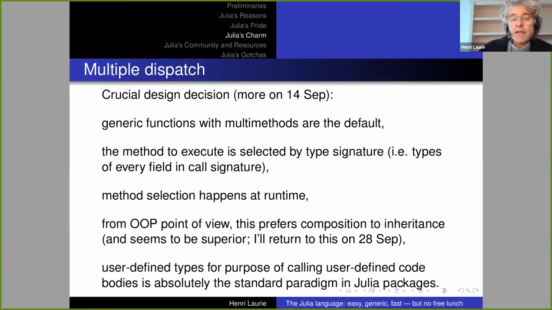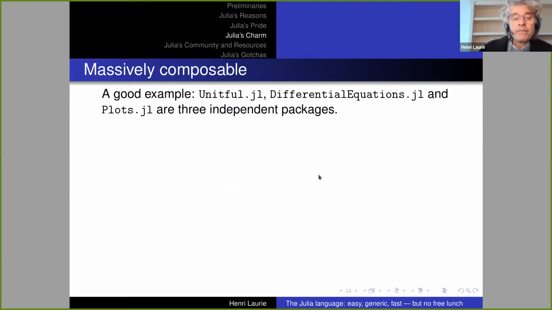This business of type signature, what the users do is you define your code and your code body, and then you use user-defined types so that you call exactly the code body you have in mind. And this is the standard way at which Julia packages are actually built. So it's massively composable. I'm going to skip through this very quickly.